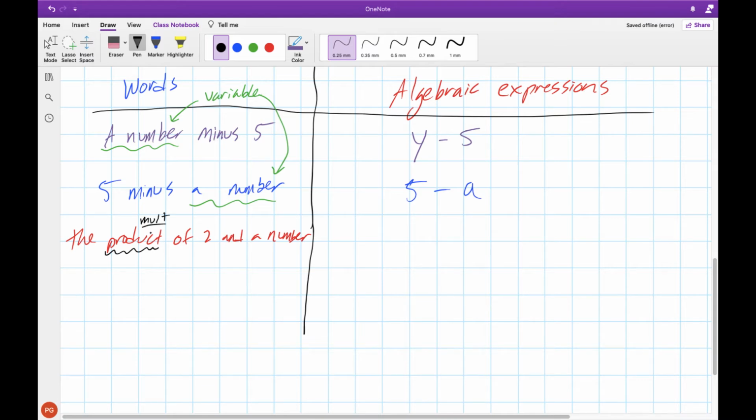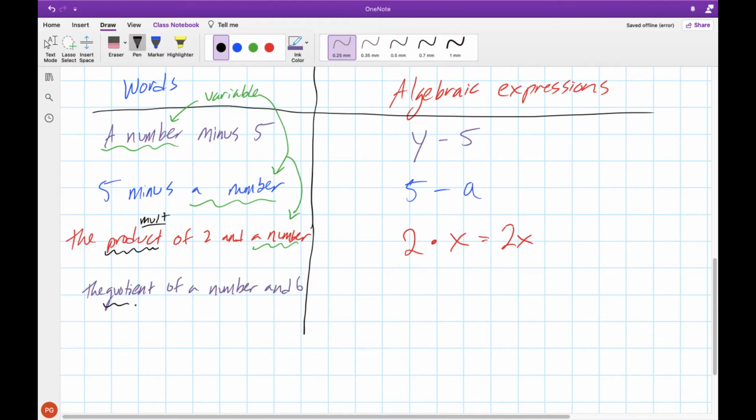So if you see the word product, that means multiply. And what this tells us is that we're multiplying 2 and a number, or in other words, a variable. So to write this out using an algebraic expression, we would do 2 times any variable you like. Let's do x this time. So 2 times x, or that's also the same as 2x written like this. Those mean the same thing.